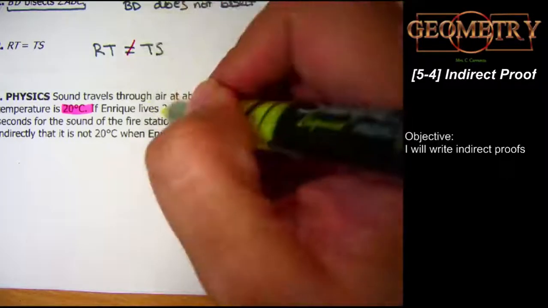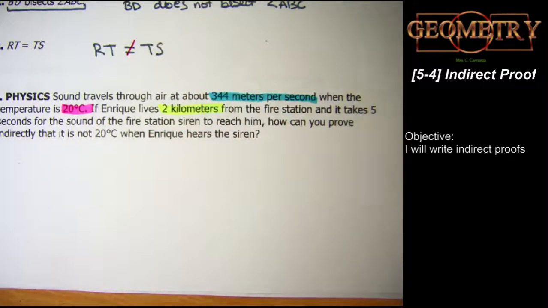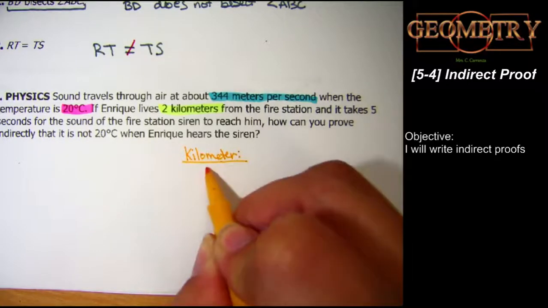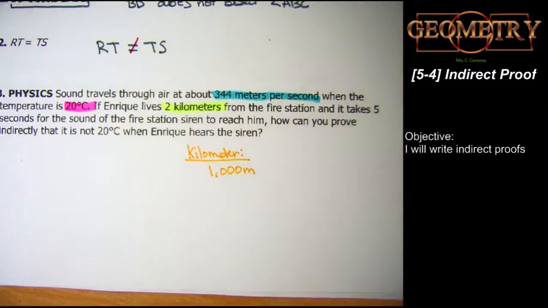Okay. Enrique, our good friend Enrique, lives 2 kilometers from a fire station. What's a kilometer? Something like a mile? Bigger? A kilometer is 1,000 meters. 1 meter is about 3 of these feet, right? 3 of our tiles. Which means a kilometer is about 3,000 feet. It's a little less than a mile. A mile is 5,000-ish feet, and 1 kilometer is about 3,000-ish feet. So it's a little more than half a mile. All right? We're good? Okay.